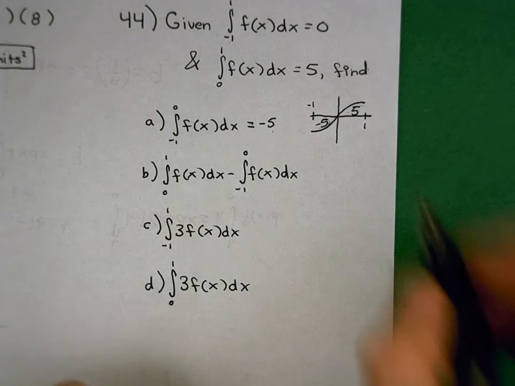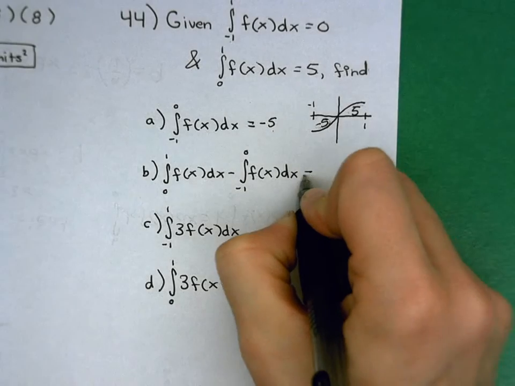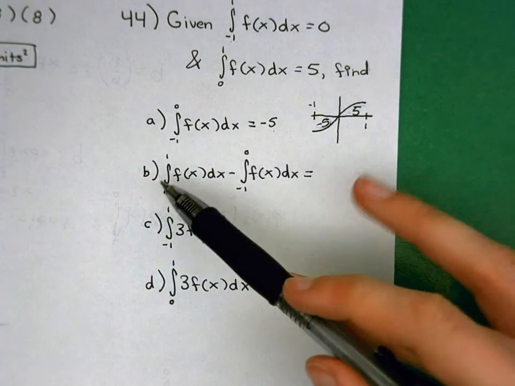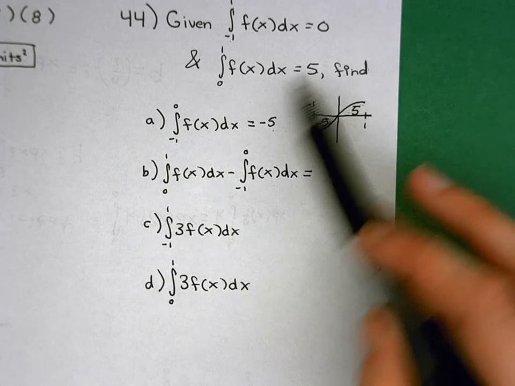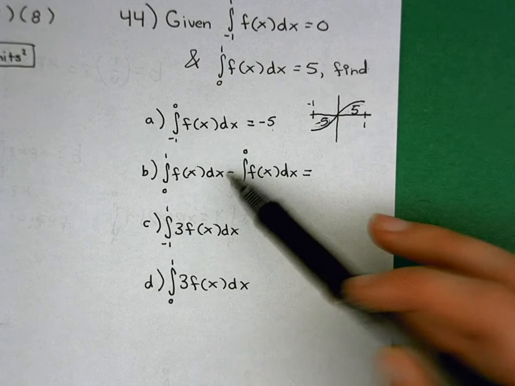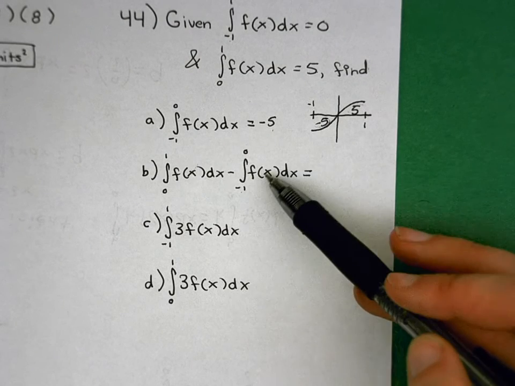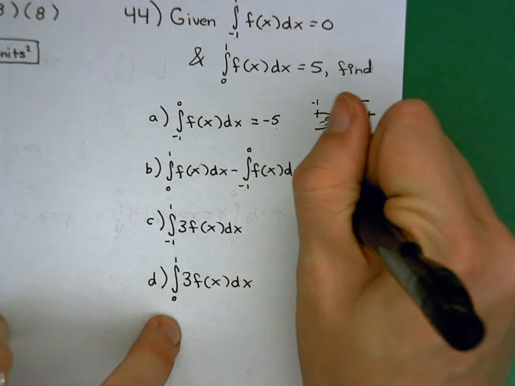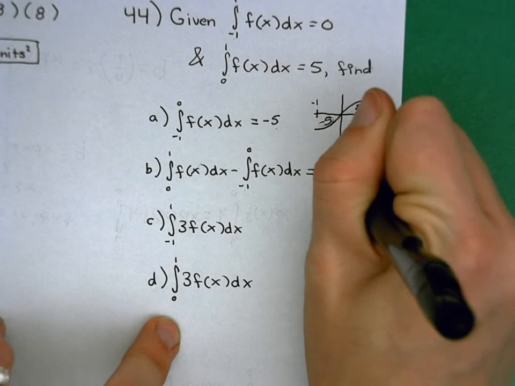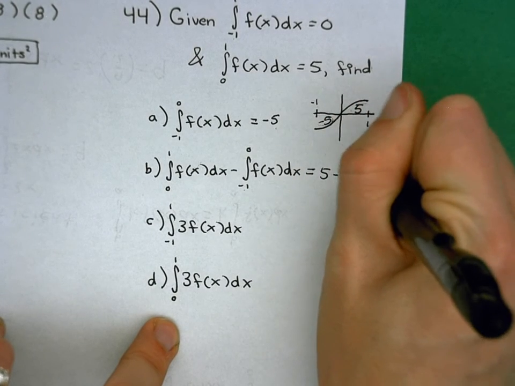Okay, in letter B, they ask us for what is the integral from 0 to 1 of f of x dx minus the integral from negative 1 to 0 of f of x dx. Well, I know the first is 5. The second one I just found. That's negative 5. So it's 5 minus negative 5, which would be 10.